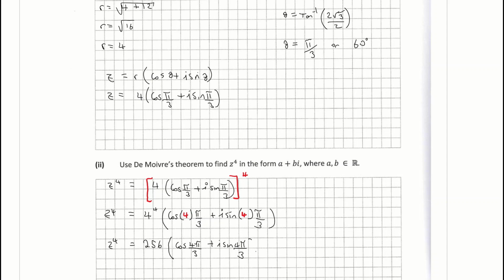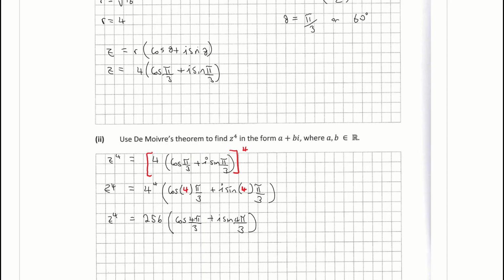And now I just go to my calculator and type that in. So if I type in cos 4 pi over 3, I get -1/2. Just make sure your calculator is set to radians. So z to the power of 4 is equal to 256 times -1/2, again, calculator should be in radians here, plus i times sine 4 over 3 pi. Typing that into my calculator gives me -√3 over 2. And don't forget to put back in that i.